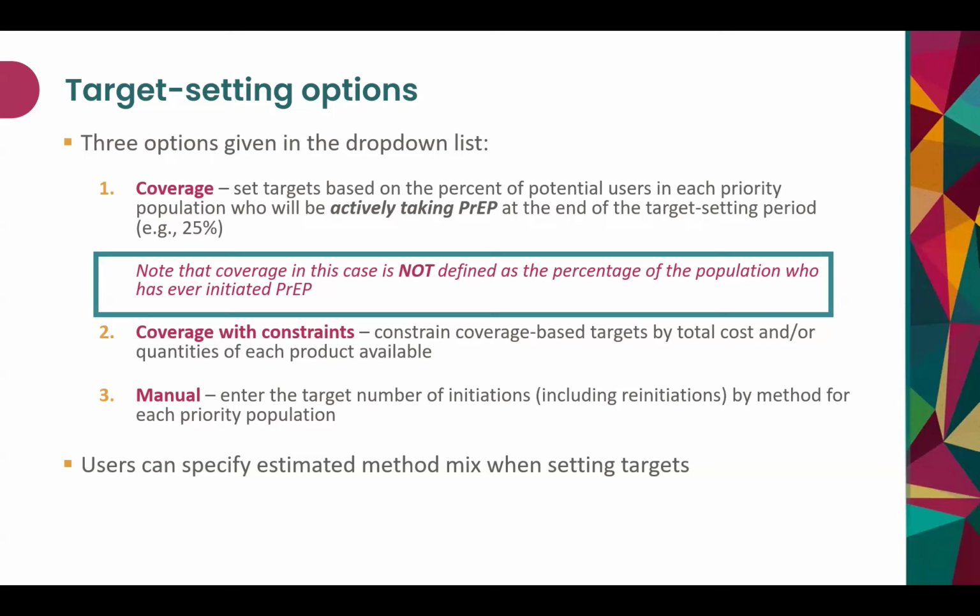The third option is to just manually enter your targets, maybe set through another process. You've set targets, but you're curious about what those costs will be, what the impact will be, or you want to look more closely at how the commodities will roll out month by month, and you want to put in your targets and get some estimates on that. So some users use it for that purpose. And like the other tool, you can specify your method mix when setting targets.